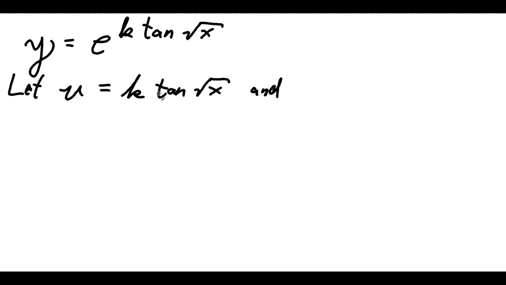K is just a constant multiple. That's not really going to make the derivative harder. We'll be able to pass the derivative through that just fine. But we have a tangent of a square root of x. So u is basically a tangent function, and there's an inner function inside of that. So let's let v be the function inside the tangent, which is the square root of x, which we'll recall also as x to the 1/2.